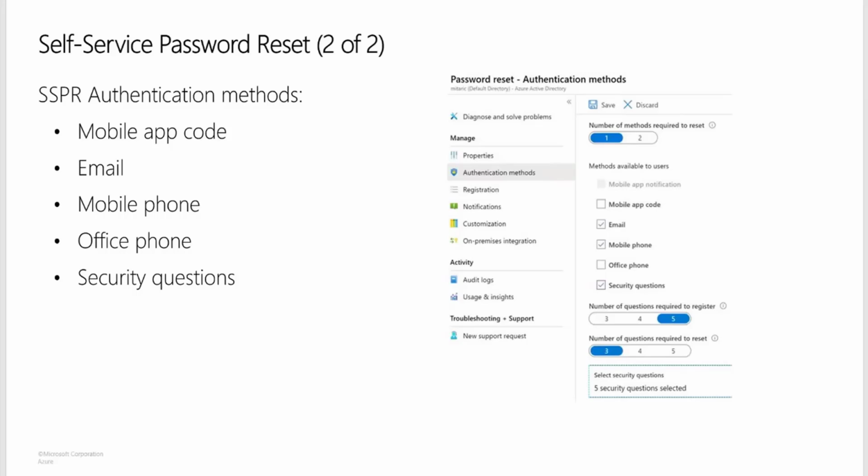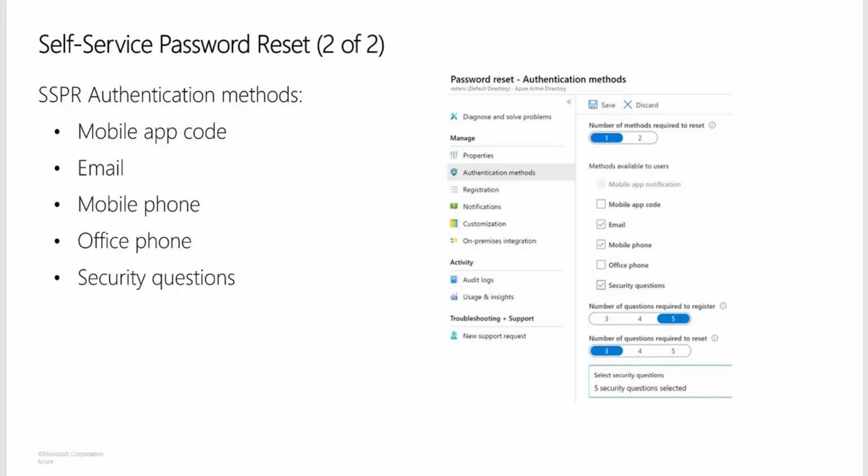Then, the authentication methods that are available for SSPR. After enabling password reset for users and groups, you pick the number of authentication methods required to reset a password. At least one authentication method is required to reset a password, but it's good to have additional methods available. You can choose from email notification, a text or a code sent to the user's mobile device or office phone, or a set of security questions. You have the flexibility to choose that.